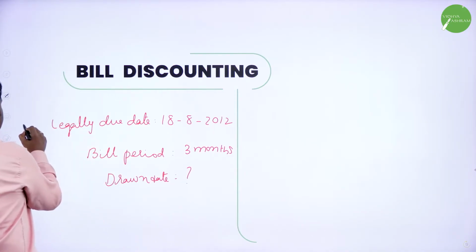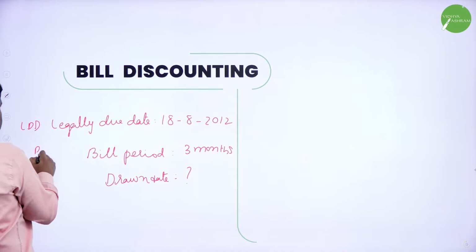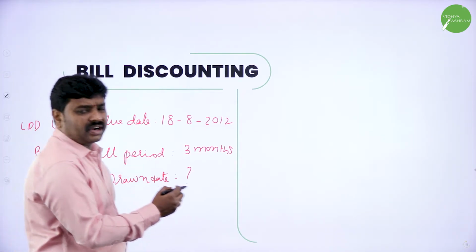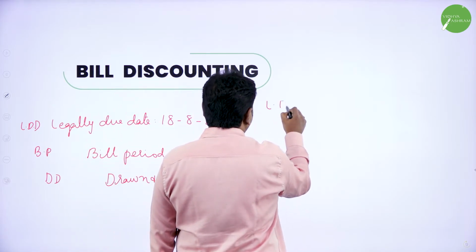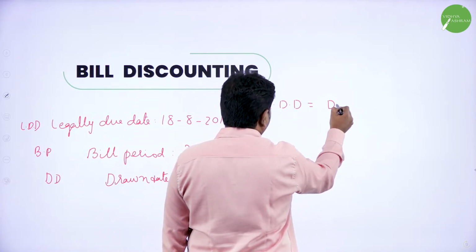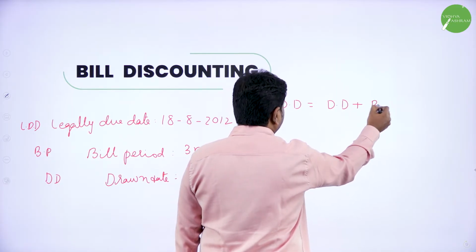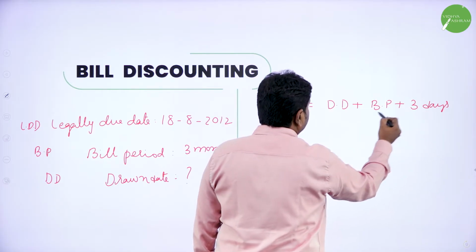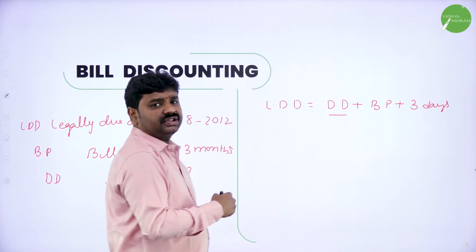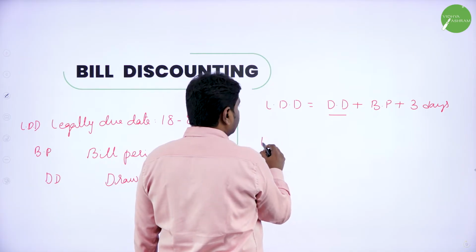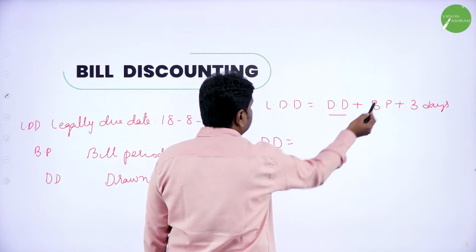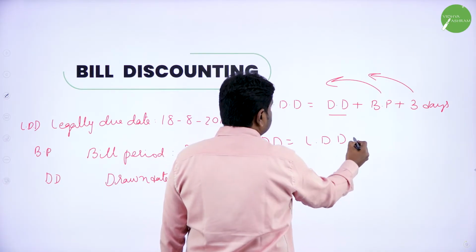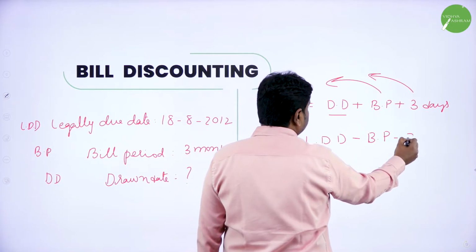So dear students, I call it LDD for short. I'll call this BP, bill period, and I call this DD. So now we have a format. Legally due date is drawn date plus bill period plus 3 days. Now you need the drawn date. So rearrange. Transfer all the terms to this side: DD equals legally due date, subtract bill period and subtract 3 days.